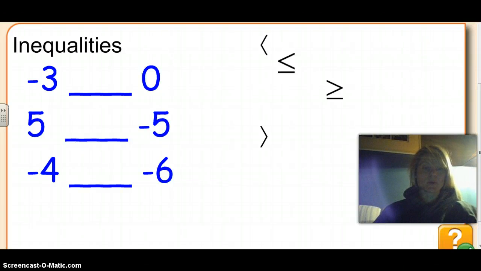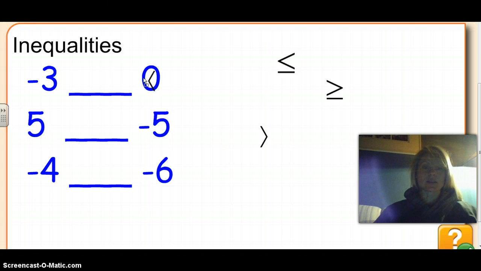Okay, so tomorrow we're going to be going over inequalities. And usually when I ask my students what's an inequality, they usually have no idea until we start throwing these symbols out there. These are called inequalities: less than, greater than, less than or equal to, greater than or equal to. Okay, so very simply we're just going to put them in the right spots.